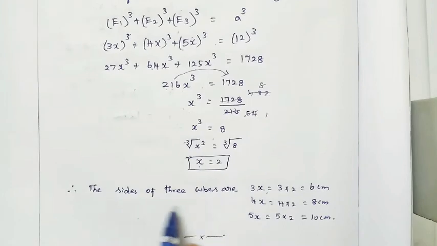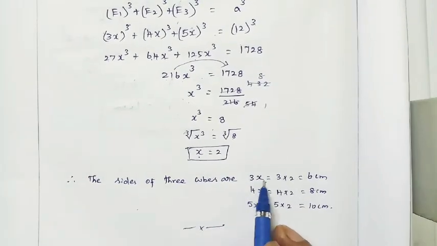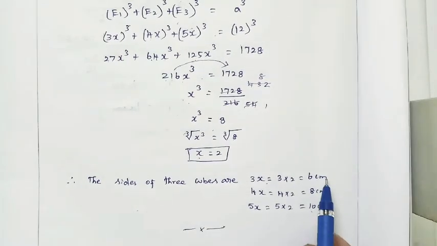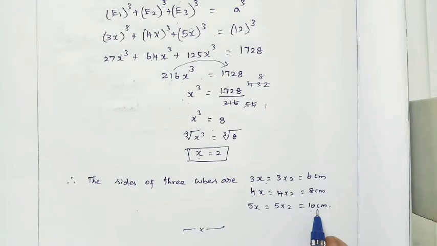Therefore, the sides of the three cubes are 3 into x, that is 3 into 2, 6 centimeter, 4 into 2, 8 centimeter, 5 into 2, 10 centimeter. The sides of the three cubes are 6 centimeter, 8 centimeter and 10 centimeter respectively.